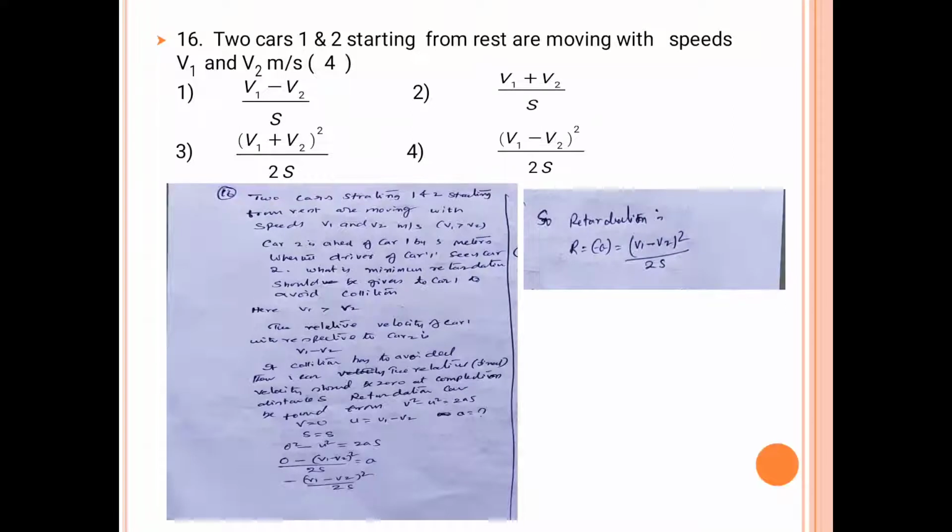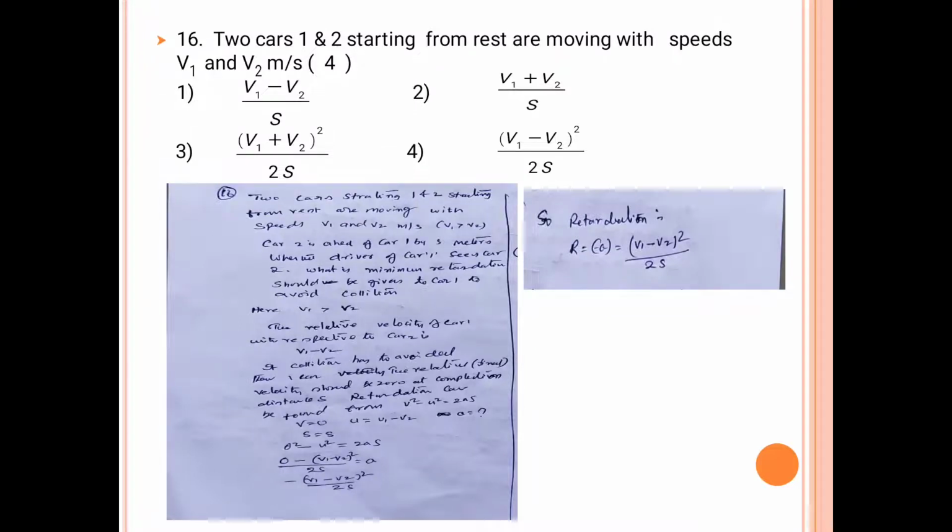Now we can think that V2 is constant, because that is the meaning of the relative velocity. That means we can treat V2 as constant. By subtracting V1 minus V2, V2 will be at rest and V1 minus V2 will be the velocity of car 1. So now taking V1 minus V2 as u and v equal to 0, because it has to stop at the distance of s.